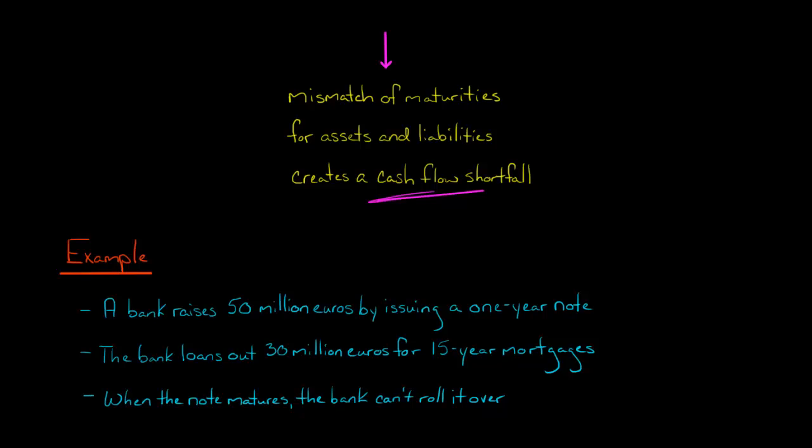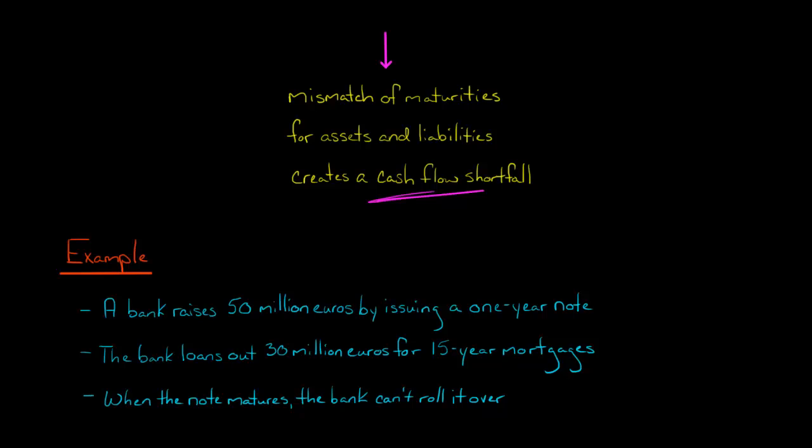But let's just say that when that note matures in 1 year, there's a financial crisis going on and the bank can't roll over the note. And worst case scenario, the bank just can't get any alternative source of funding lined up. That bank is going to have to repay 50 million euros. They're going to have to pay that in 1 year, and they're still having to wait 15 years to get the euros from the borrowers.